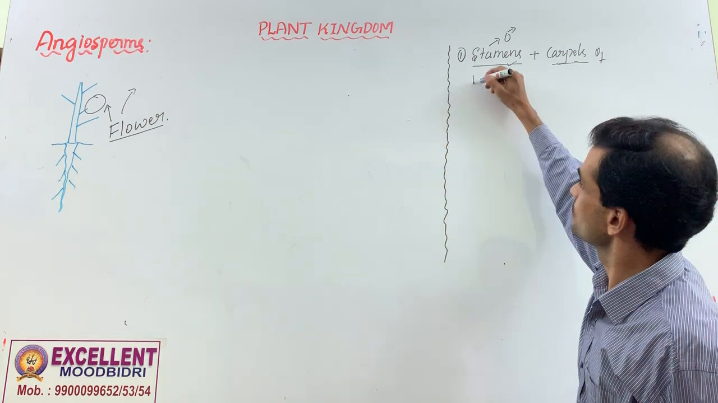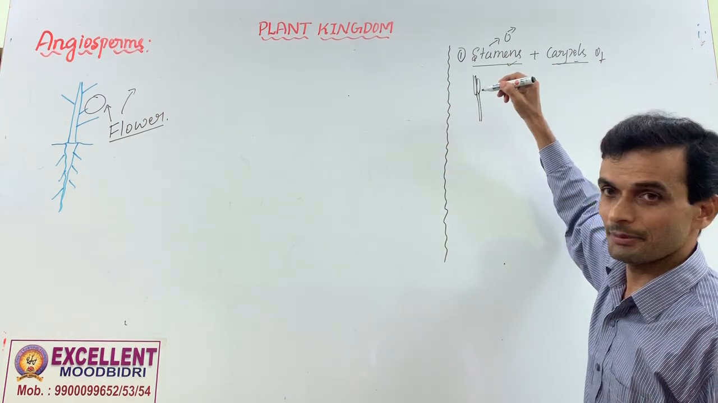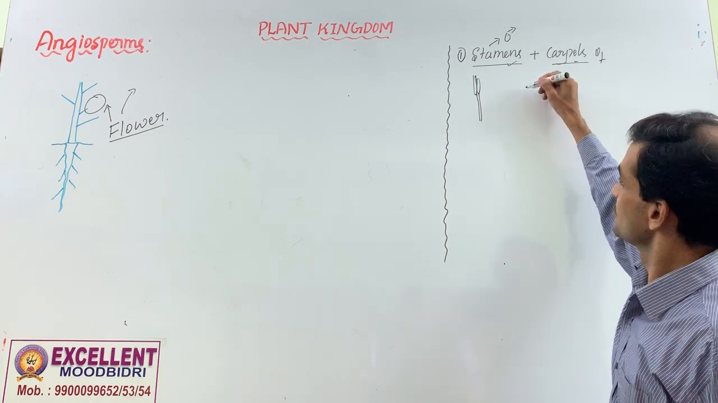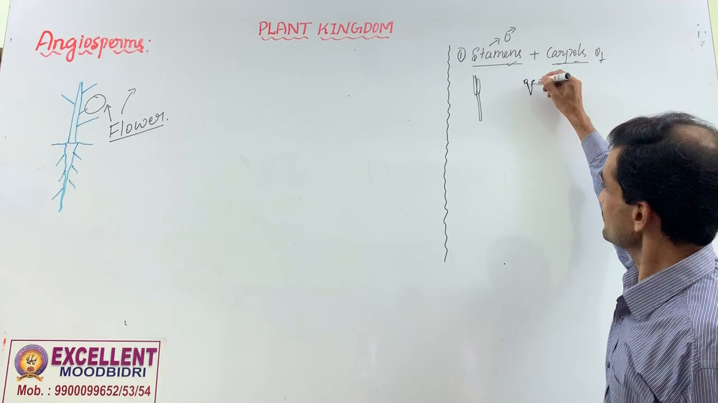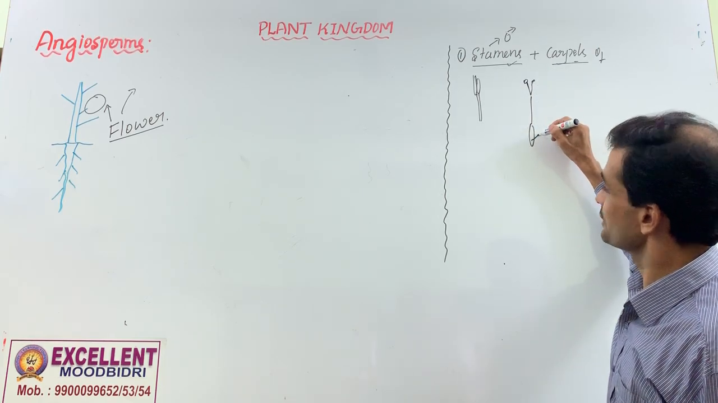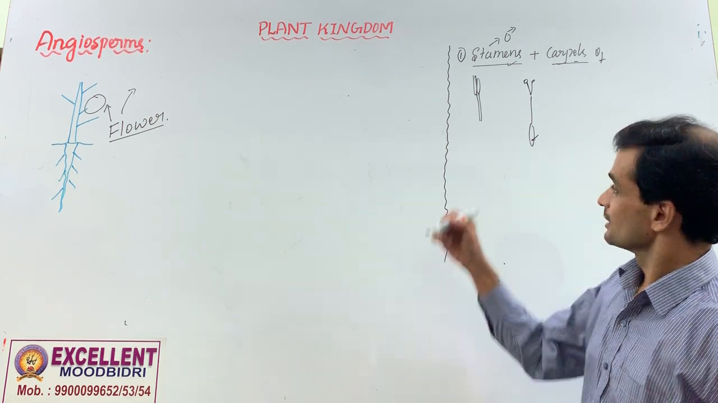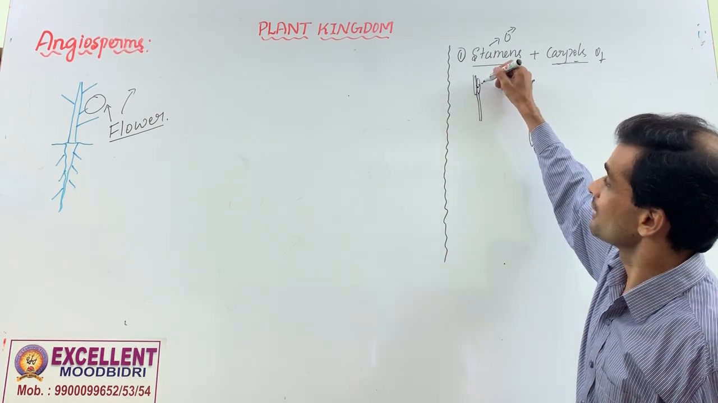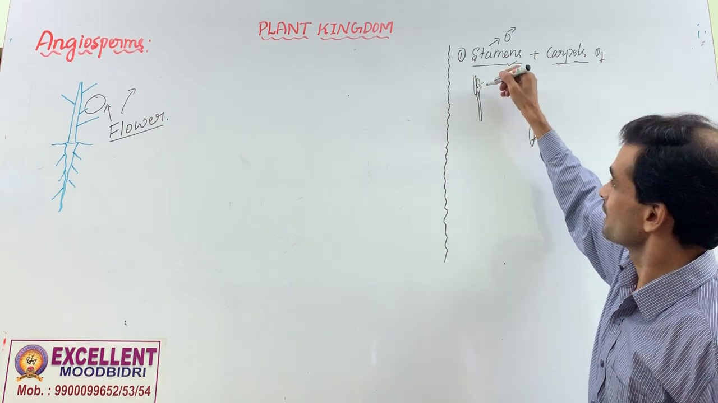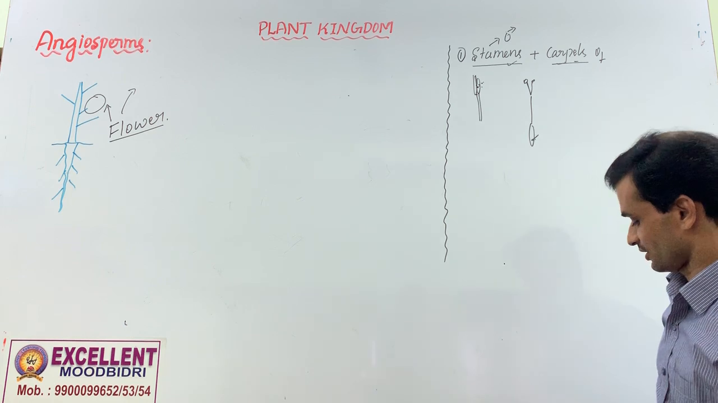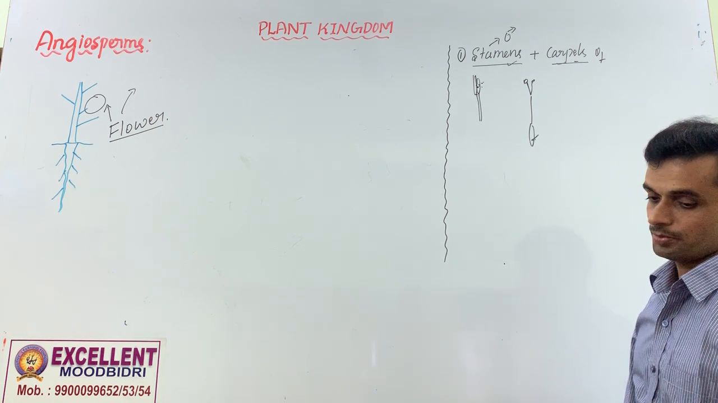Which is stamen? This anther, filament. Whole thing is stamen. Then where is the carpel? See this stigma, style, ovary. Inside this there is ovule. Inside this there is embryo sac. That is gametophyte. Inside the anther, the male gametophyte is the pollen grain only. Okay, so they are the reproductive structures in angiosperms.